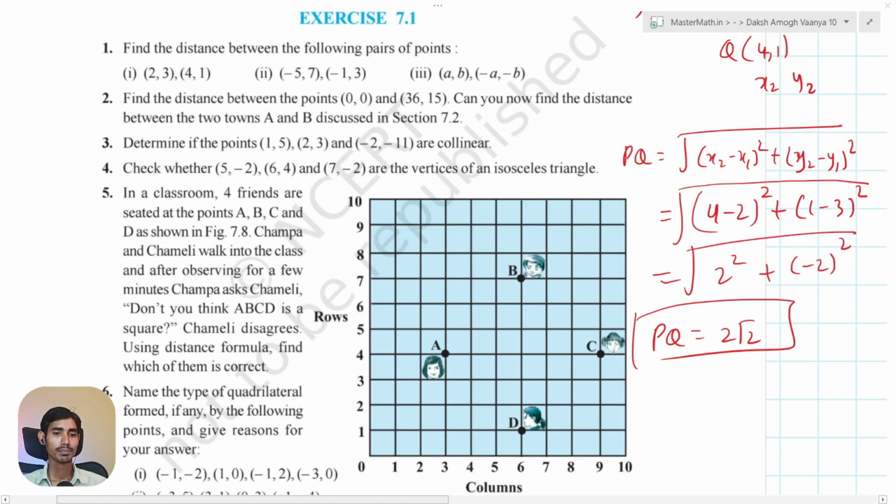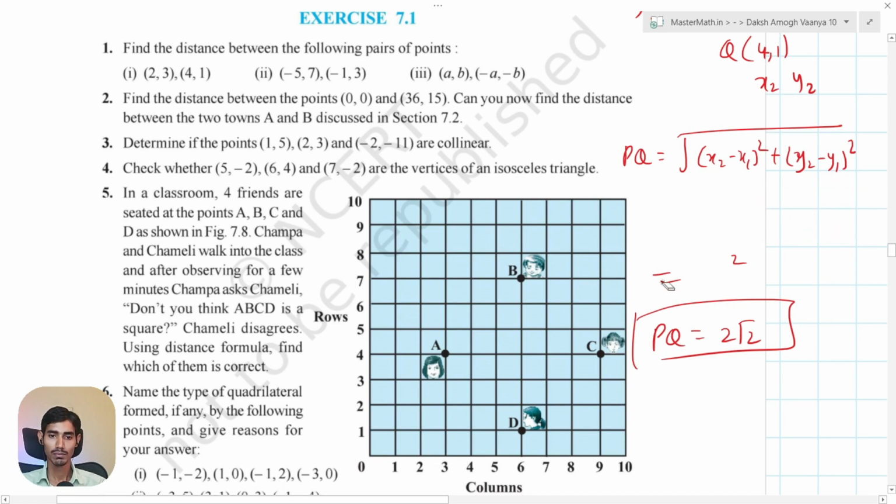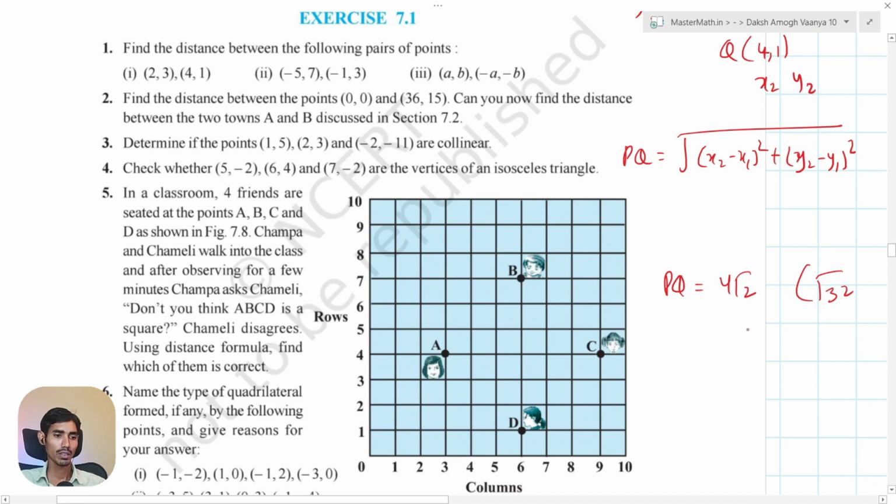Yes, Daksh. Using the distance formula, we have x1 is minus 5, y1 is 7, x2 is minus 1. Tell me the answer. Okay, 4 root 2 or root 32. Root 32 or 4 root 2. Anyone else would like to vouch for Daksh?